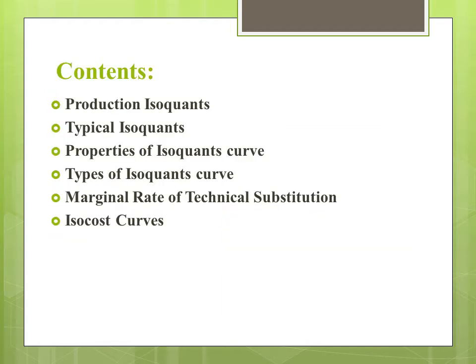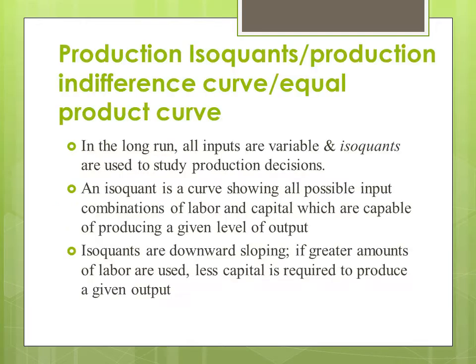First of all, we will introduce the production isoquants, then properties of isoquants. After that, we are going to discuss in detail the types of isoquants, and at the end of the lecture we will discuss marginal rate of technical substitution and iso-cost curves. First we start with production isoquants. We also call it the production indifference curve and equal product curve.